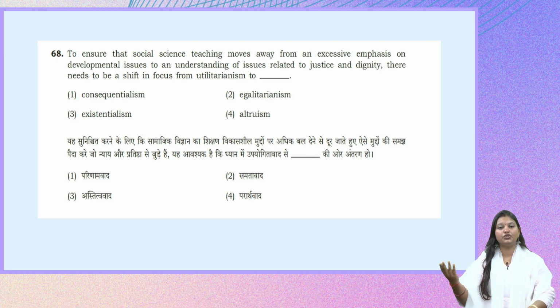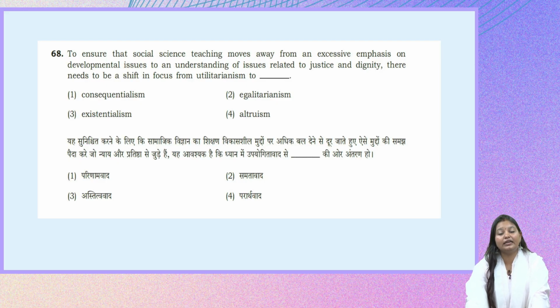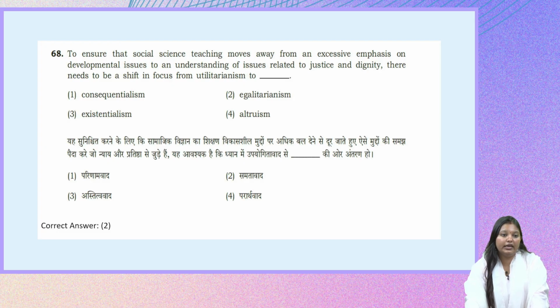utilitarianism to which one? The right answer here will be egalitarianism, where we are trying to talk about giving justice, dignity, and freedom to our learners and also the concepts here in the social science teaching. So the right answer here is option 2. Moving on to the next question.